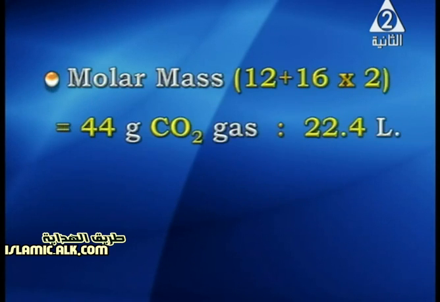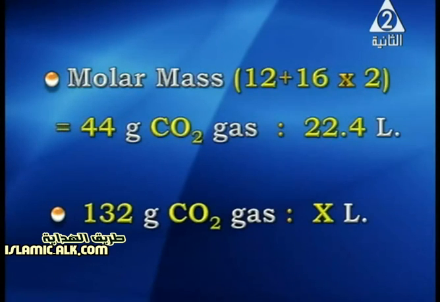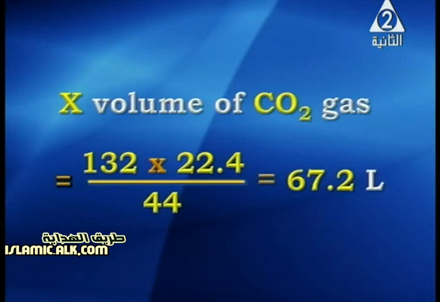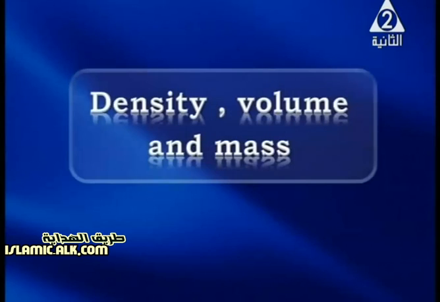Solution. Molar mass of carbon dioxide is 12 plus 16 times 2 equals 44. 44 gram of carbon dioxide gas is related to 22.4 liters. So 132 gram of carbon dioxide is related to x liters. So the x volume of carbon dioxide gas equals 132 times 22.4 over 44 equals 67.2 liters.